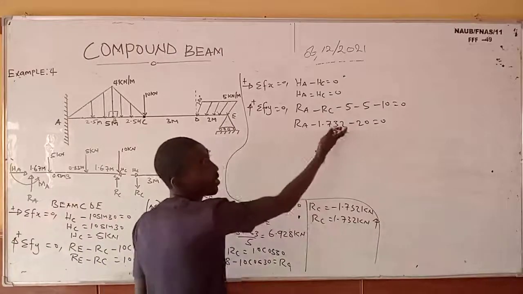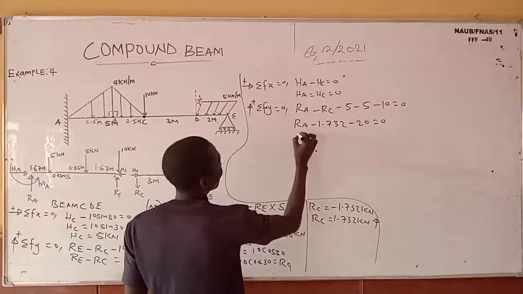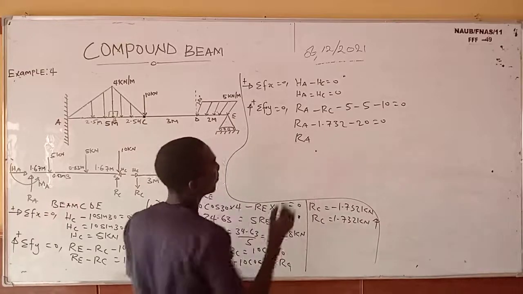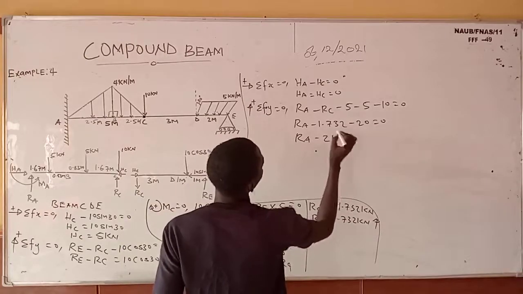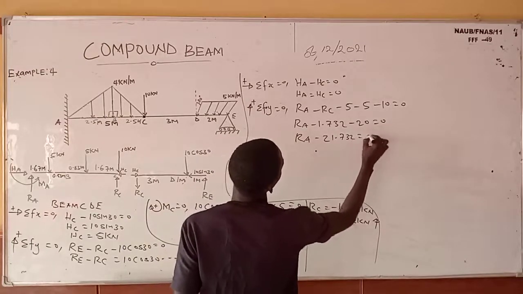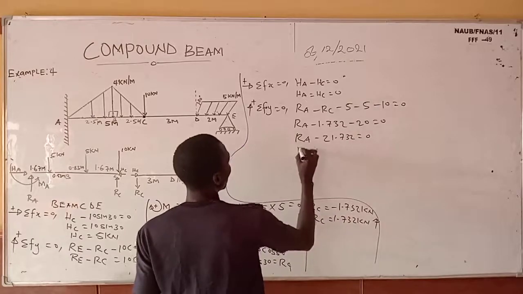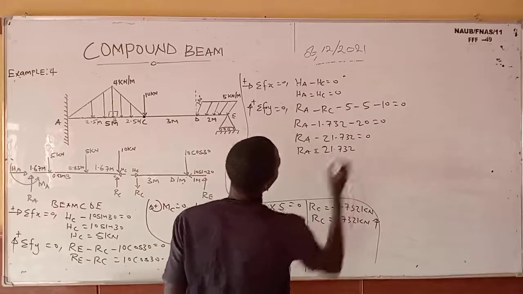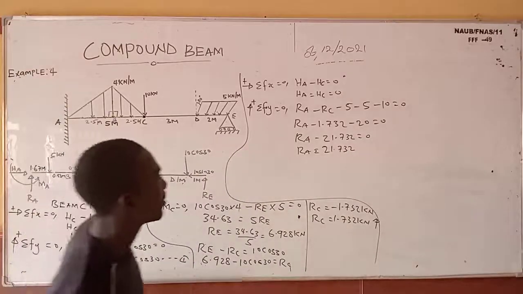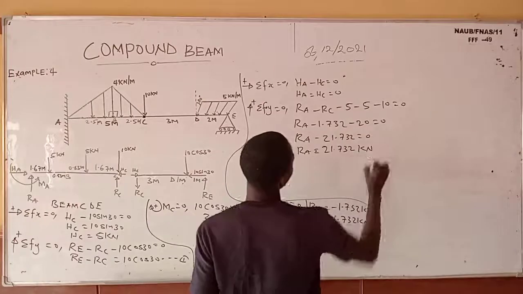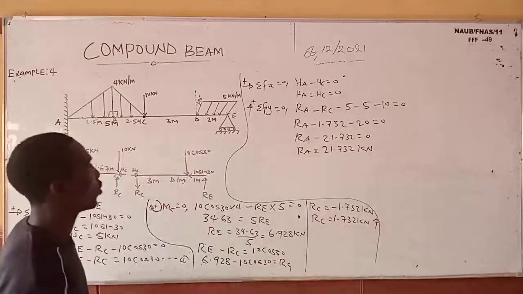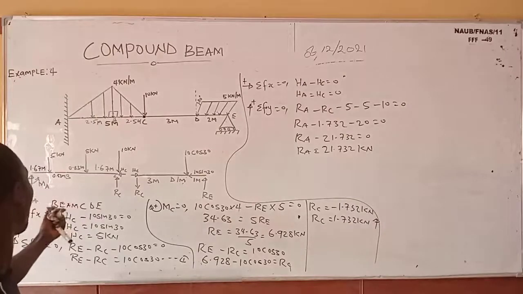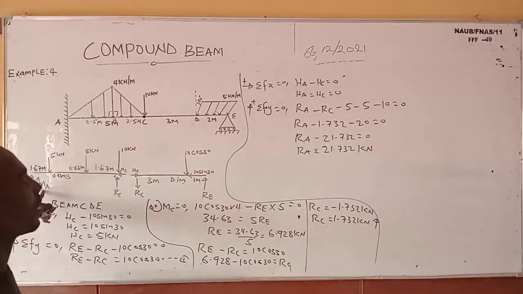I'm still going to press this in the calculator. I'm sorry. So RA, that is minus 21.732 equals 0. If this goes to the other side, RA will be equal to 21.732. You get that? Which is in kilonewton. Now, do we have anything that will work? We have MA, which is our moment.